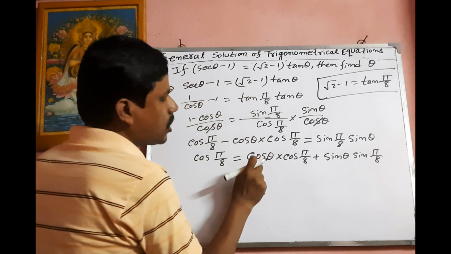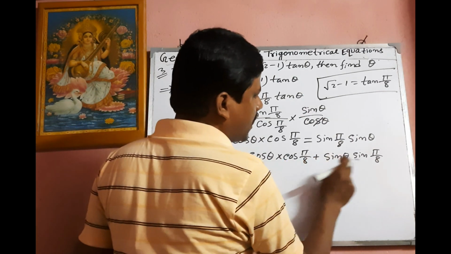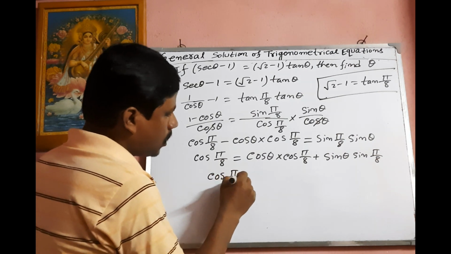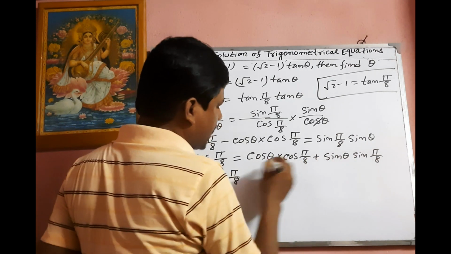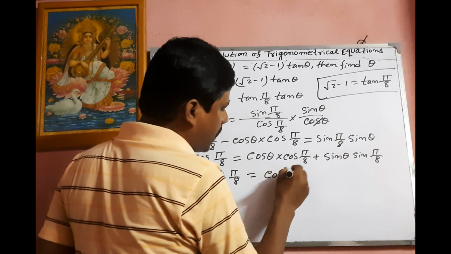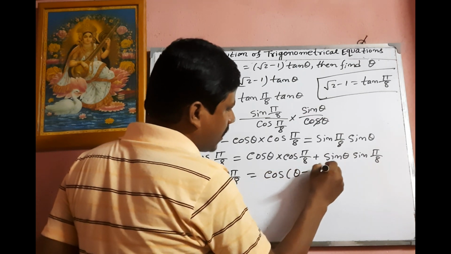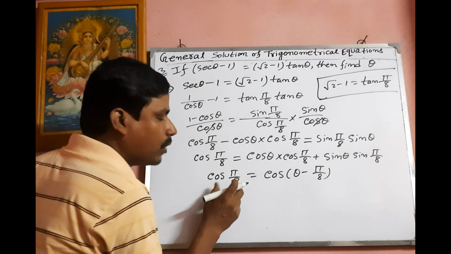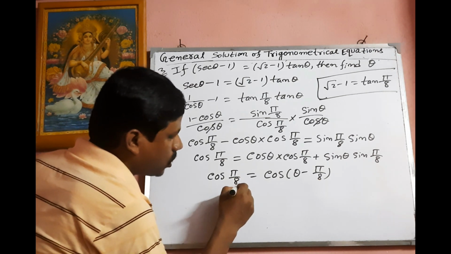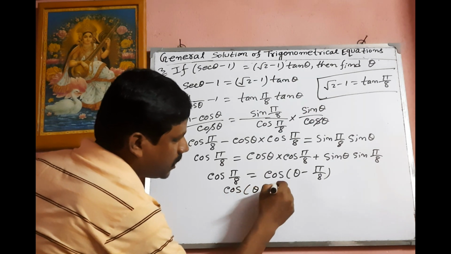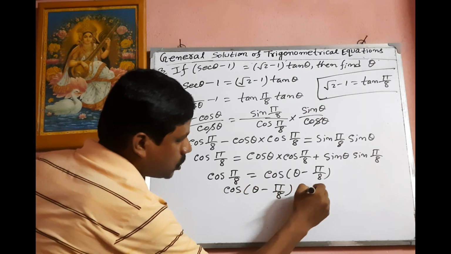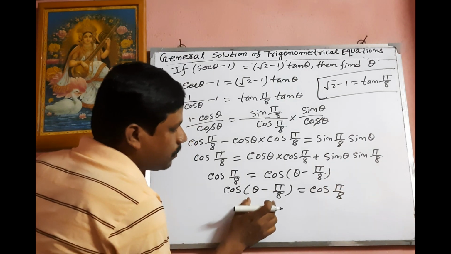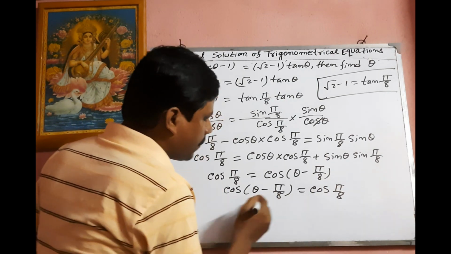Then we are using the cos A cos B plus sin A sin B formula. So cos A cos B plus sin A sin B is equal to cos of A minus B type formula. We are using the cos theta is equal to cos alpha type formula. That is cos of theta minus pi by 8, this one is shifted here, and cos of pi by 8 is here. So we are using cos theta is equal to cos alpha type formula.